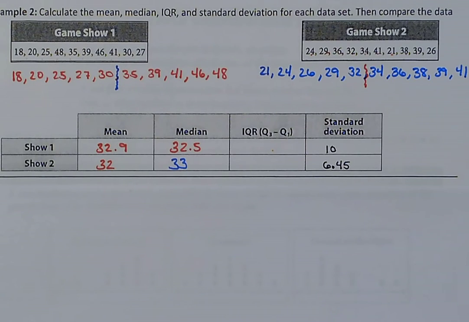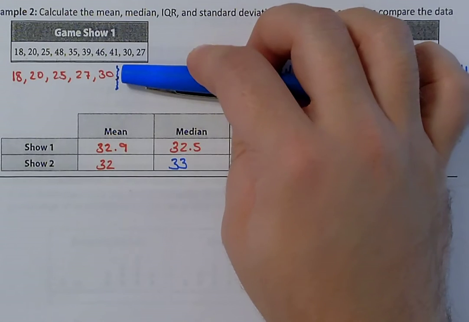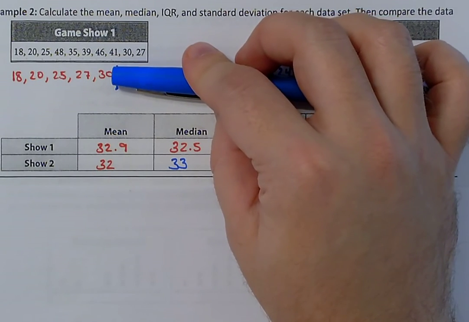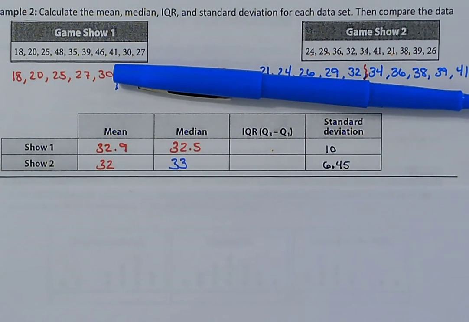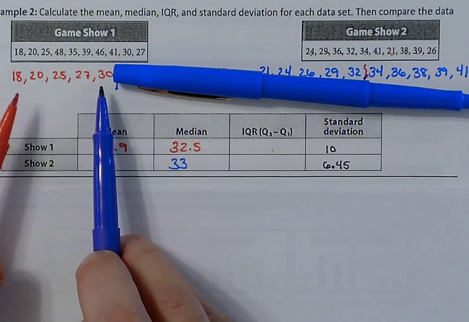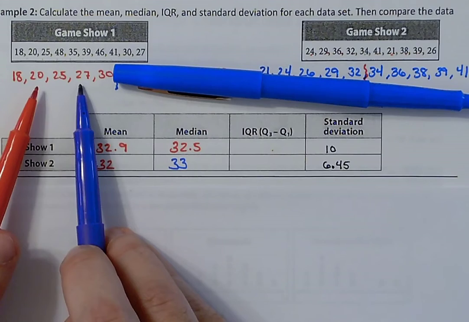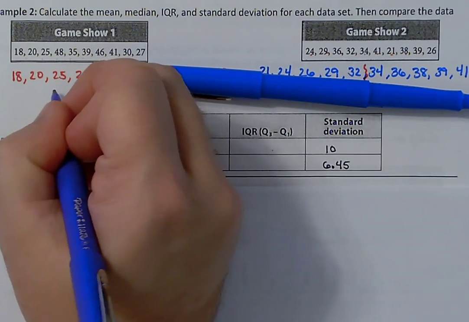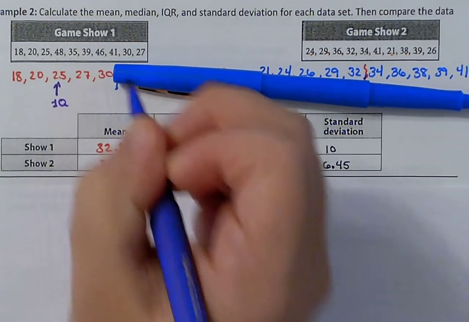So to find the first quartile, remember we're going to ignore the second half of the data, including the median. So what we're going to do from here is find our middle number. If we find our middle number by working in, so 18 and 30, 20 and 27, we're going to end up at 25. So 25 is going to be the first quartile.